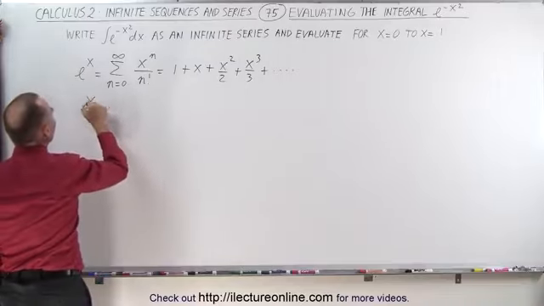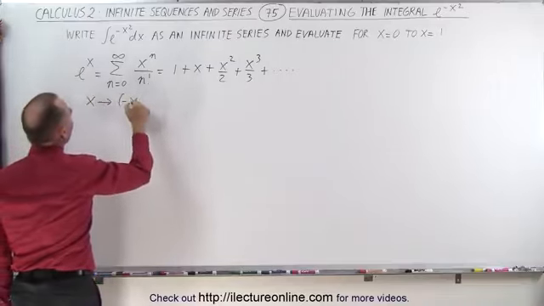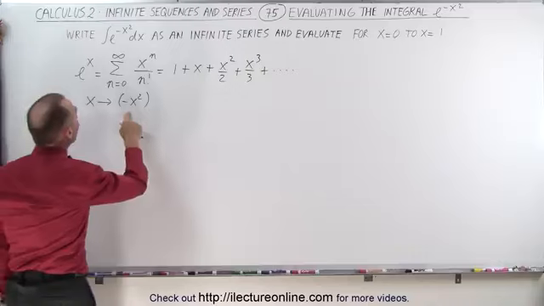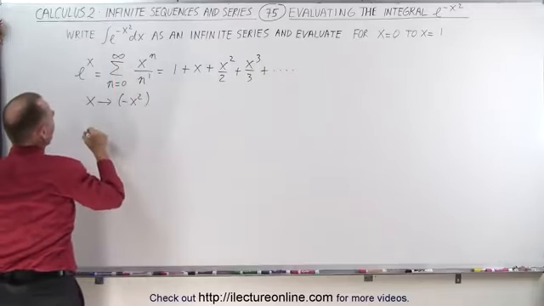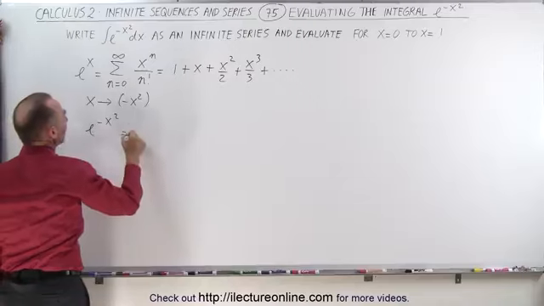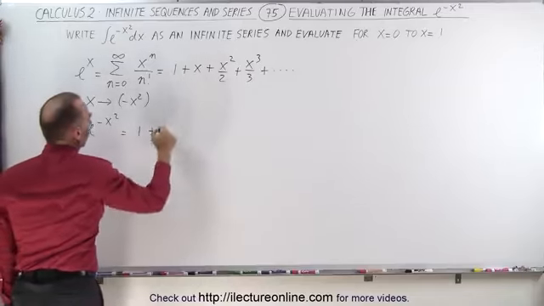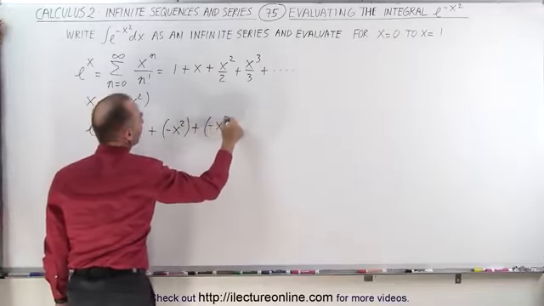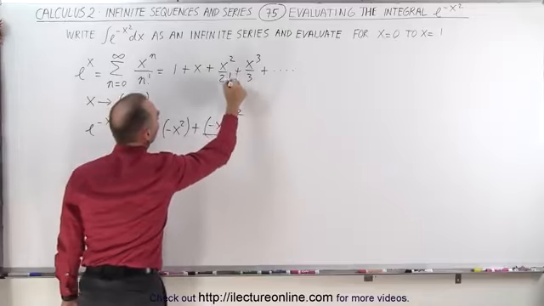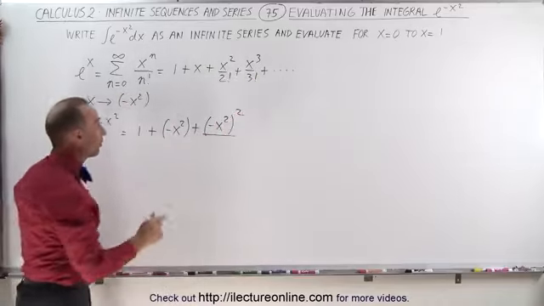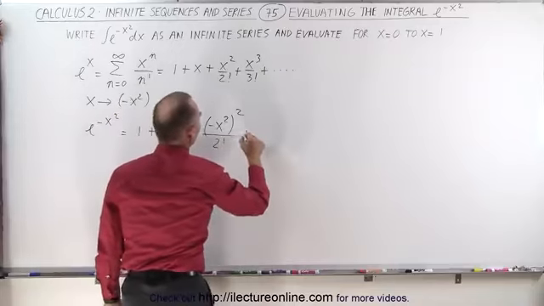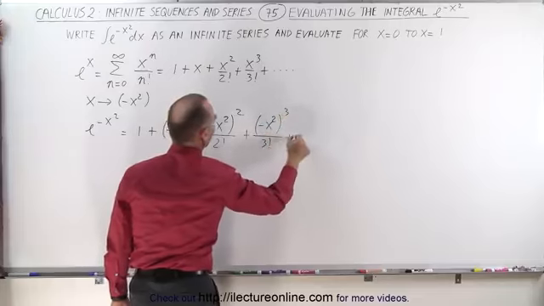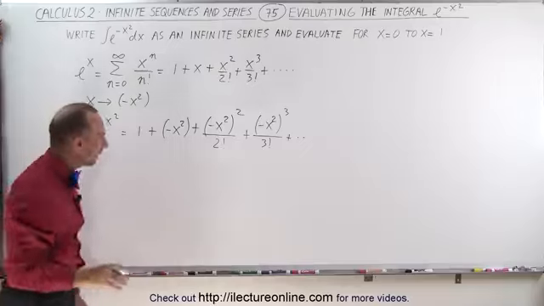So if we take every x and replace it by a minus x squared, and then we plug that into our infinite series, now we have an infinite series that represents e to the minus x squared. So e to the minus x squared can be written as 1 plus, instead of x, we write minus x squared. Instead of the x squared, we write minus x squared, we have to square that, divided by, and of course, it would help if I add the factorials in the denominator, 2 factorial, plus minus x squared to the third power, divided by 3 factorial, and so forth. Now let's clean it up a little bit.